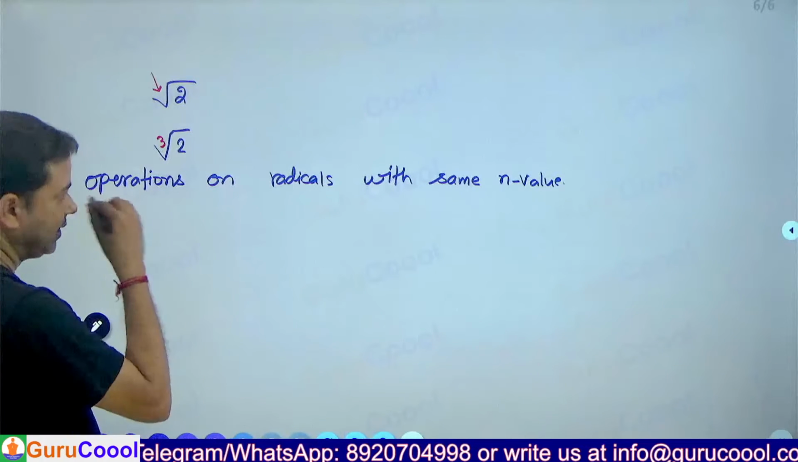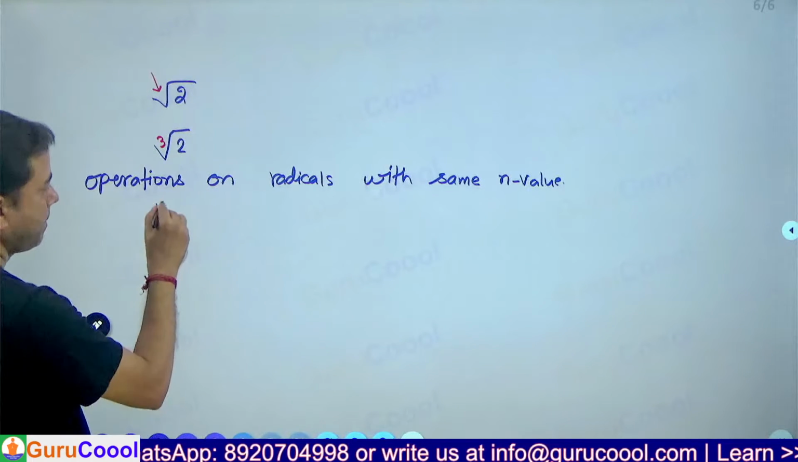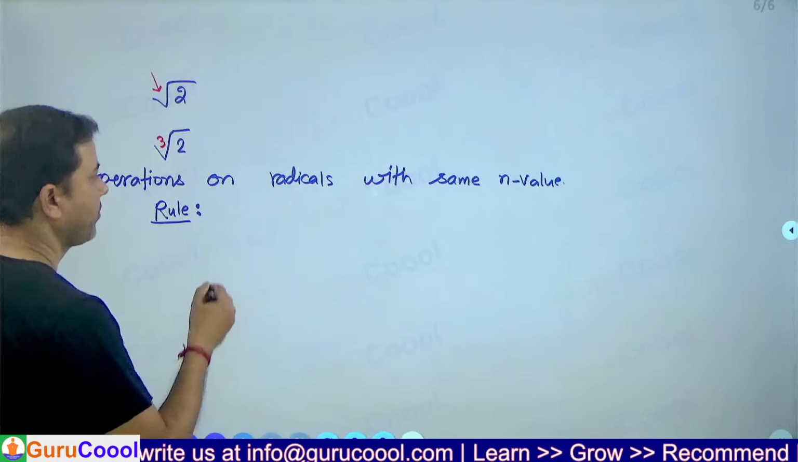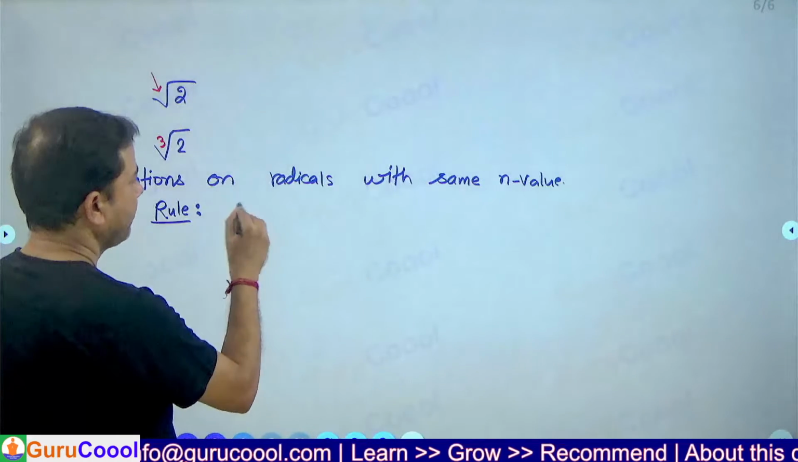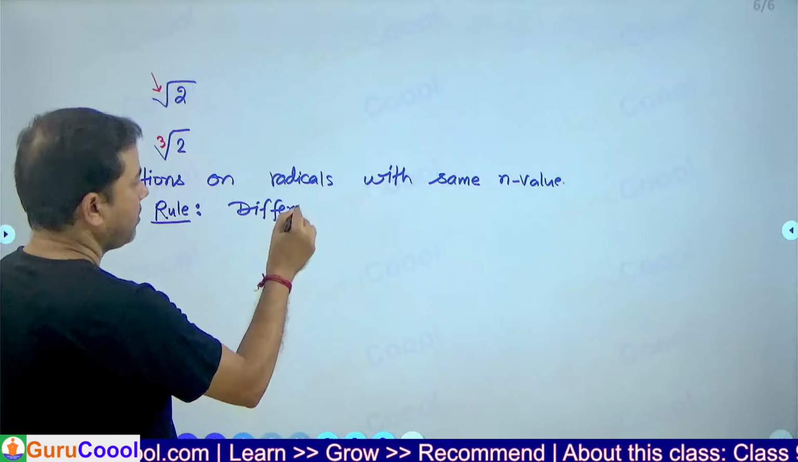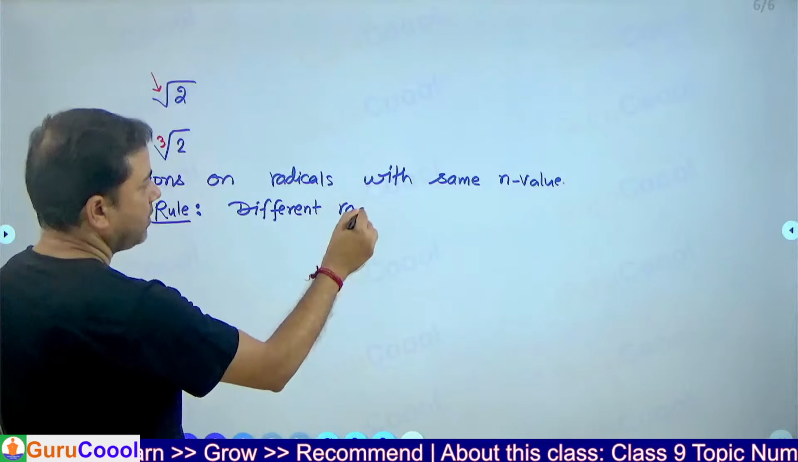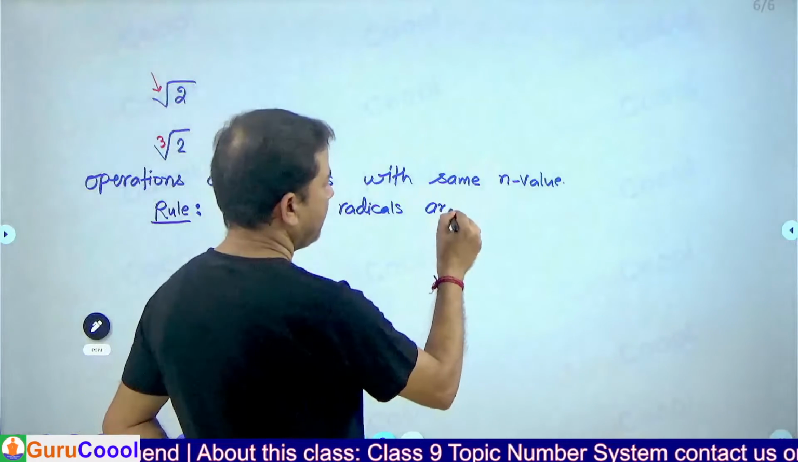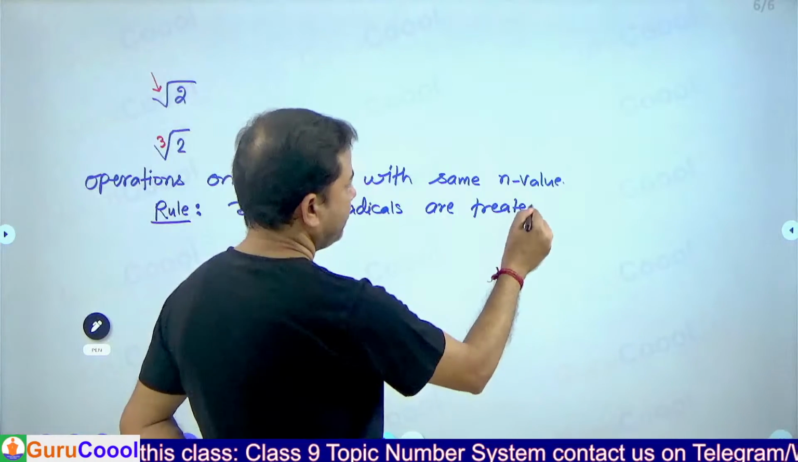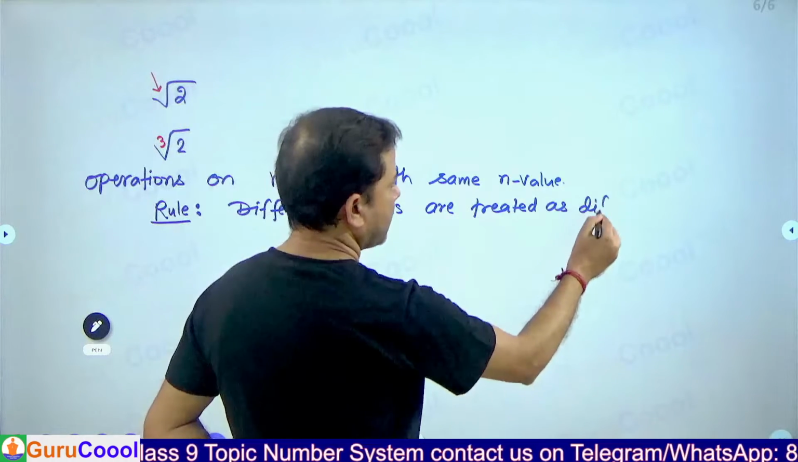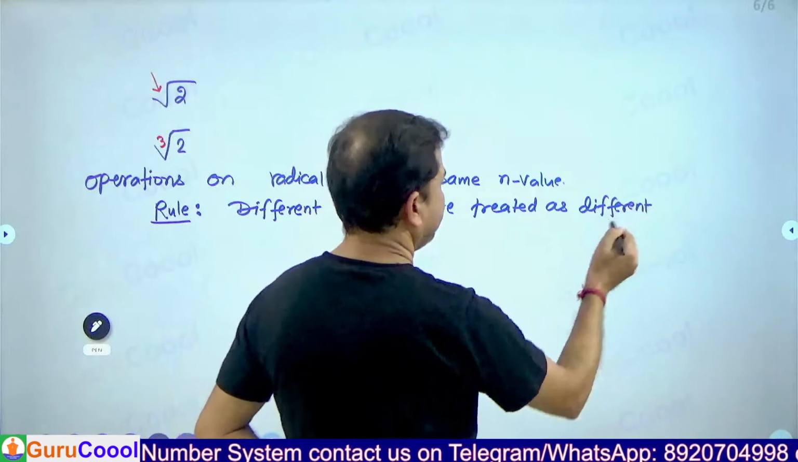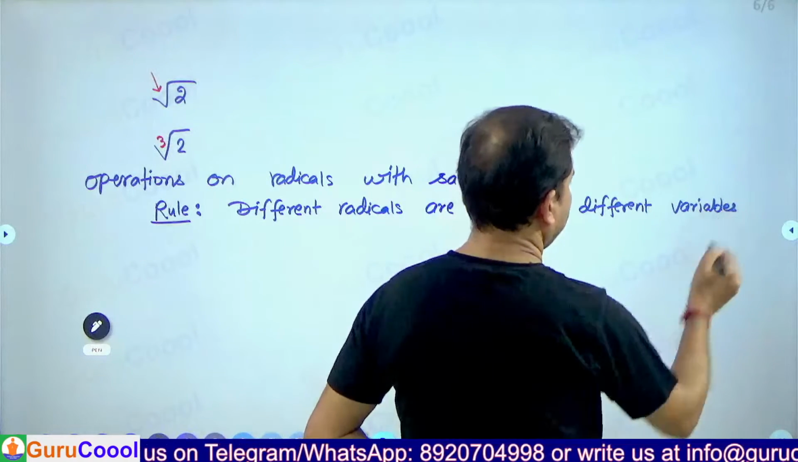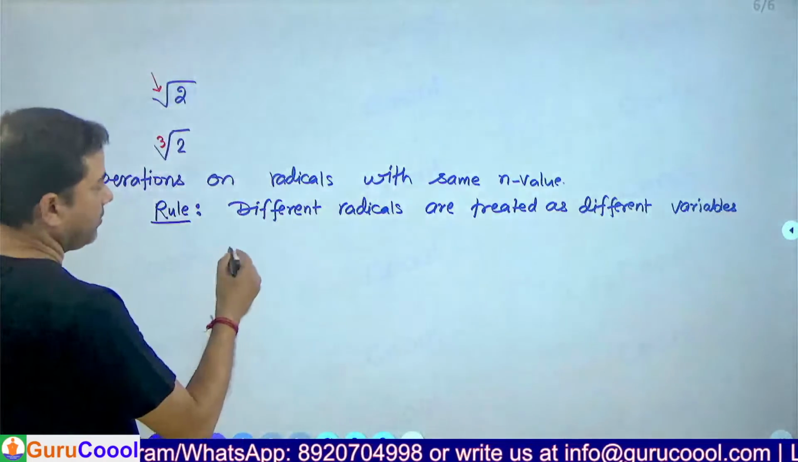See how. Different radicals are treated as different variables while adding or subtracting.